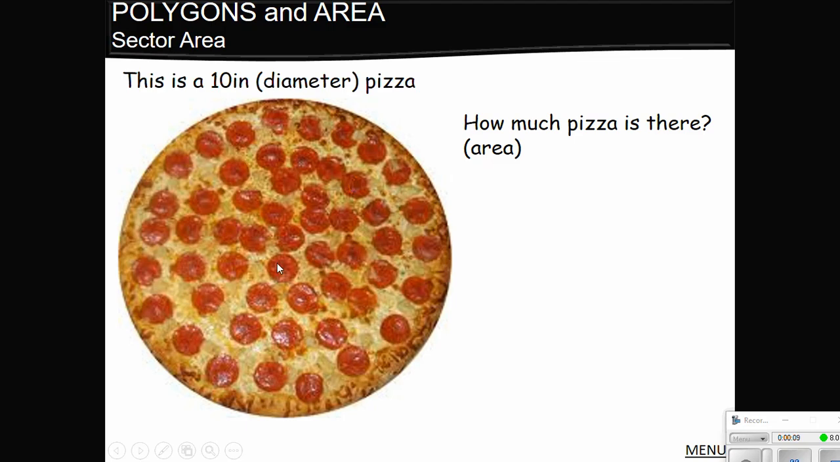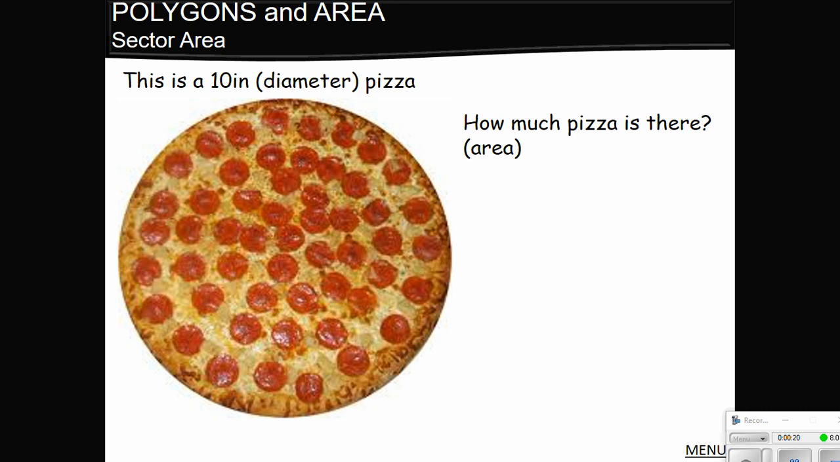The purpose of this video is to find the sector area and arc length for a circle. Now, understanding what that is might be a little easier if I stay with the pizza analogy that you were just working on in your notepad. Here we have a 10-inch diameter pizza. When they give you a pizza, they always measure it in diameter, not radius, to make it sound bigger.